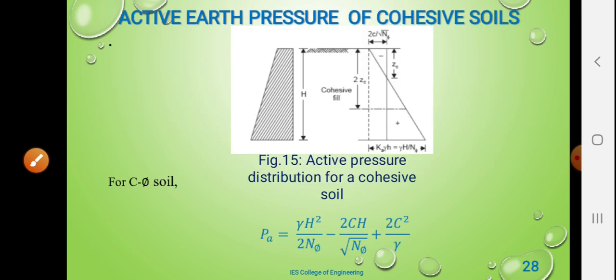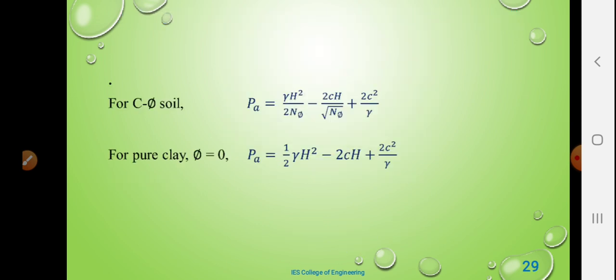And next is active earth pressure of cohesive soils. Here the C value is not 0, C has a particular value. So in this case Pa will be equal to gamma h square by 2 into N phi minus 2ch by root N phi plus 2c square by gamma, for a c-phi soil. Here N phi means Ka. And for pure clay, phi equal to 0. In this case Pa equal to 1 by 2 gamma h square minus 2ch plus 2c square by gamma. That means this term is 0 in the case of phi equal to 0.